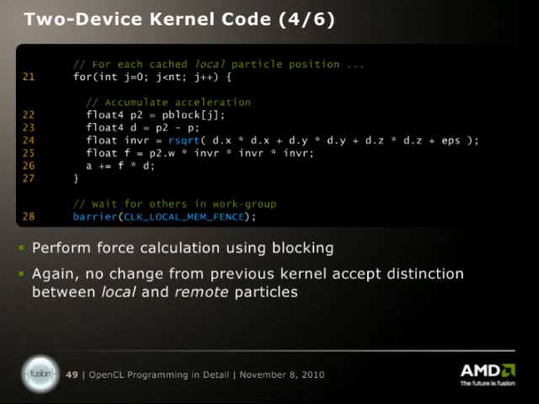And then, again, there's no change at all in terms of where we loop over the cached particle positions and actually calculate or accumulate the force or acceleration on a given particle. There's no change at all in the code except before line 21. Again, I've noted that this loop now is over local particle positions, in other words, particle positions that this GPU owns or is responsible for.